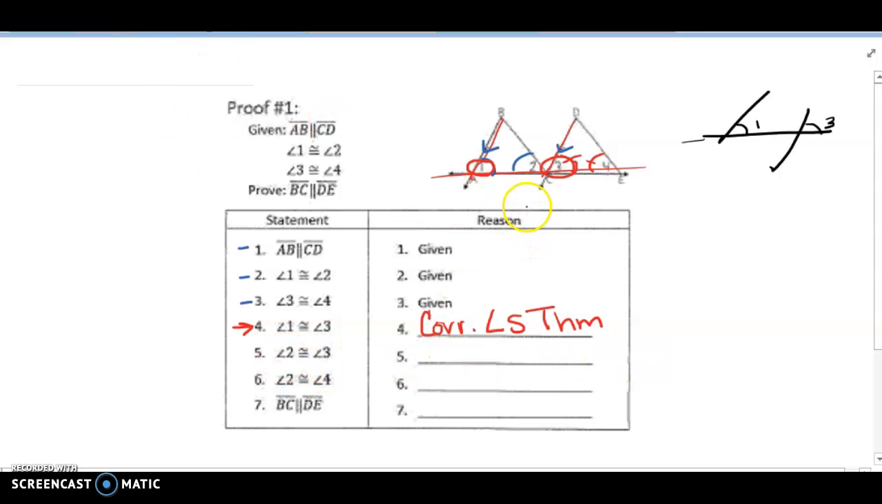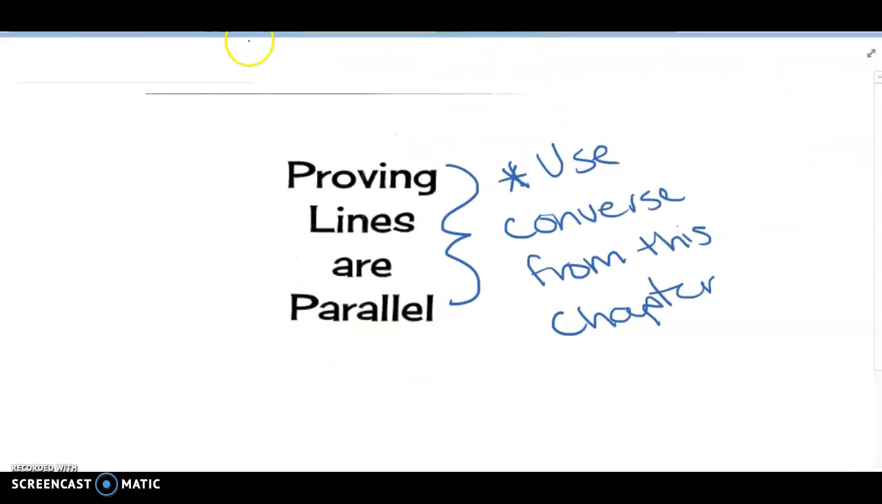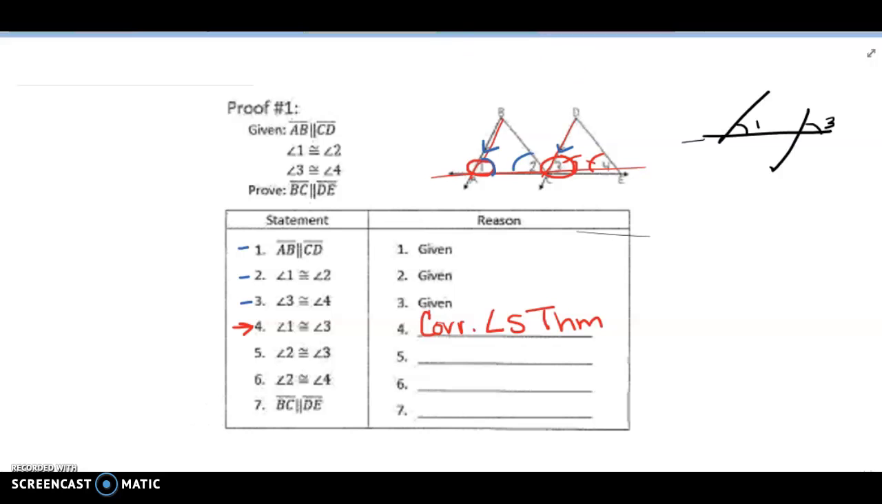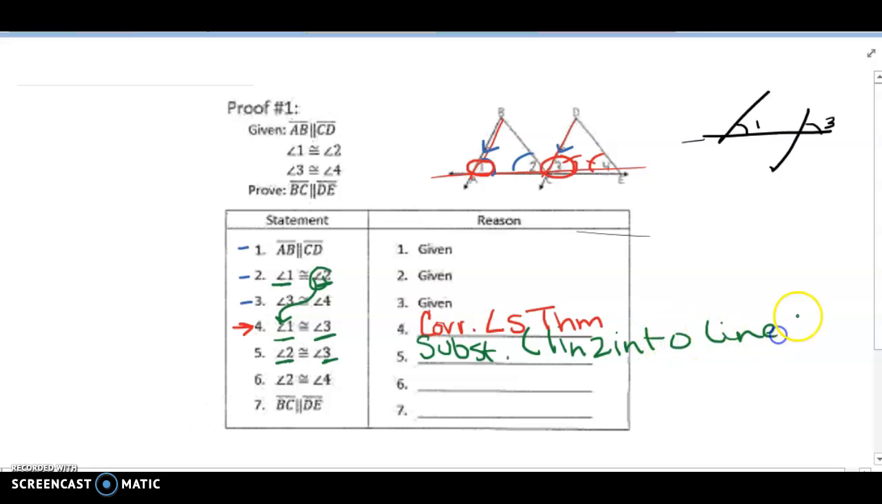Alright. So now, how do we know that angle 2 is congruent to angle 3? Well, if I look here, angle 1 is congruent to angle 2, and 1 is congruent to angle 3, sorry. Couldn't I substitute 2 in for this 1 right here? Okay, so I would use substitution, and it'd be line 2 into line 4.